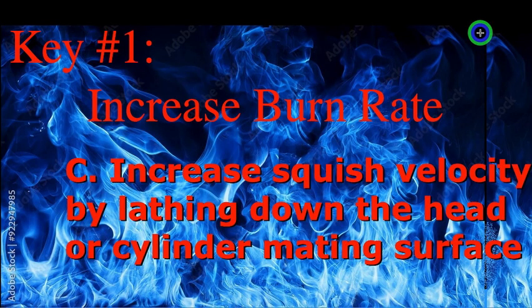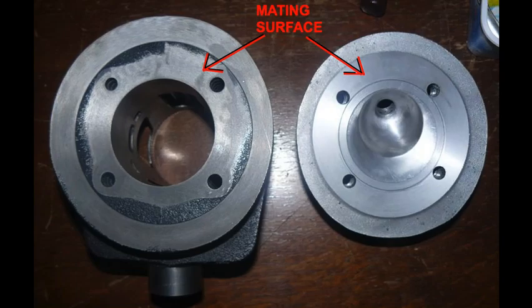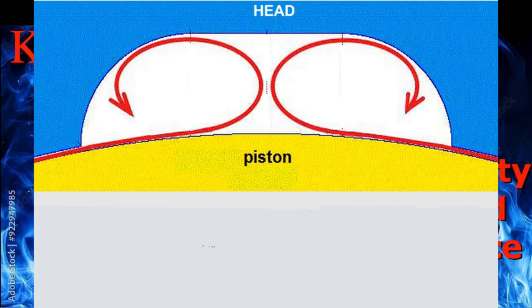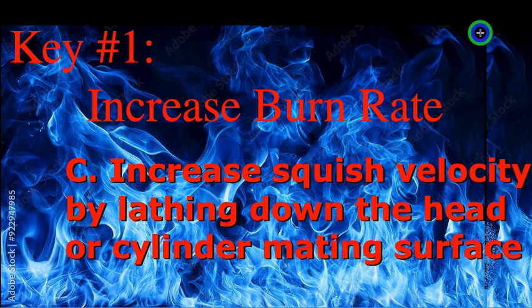C. Increase squish velocity by lathing down the head or cylinder mating surface. Almost all stock engines have less than optimal squish velocity. I don't know why this is. It has something to do with the manufacturing tolerances, but something else also. If you want more power, you increase the squish velocity because that increases the burn rate.